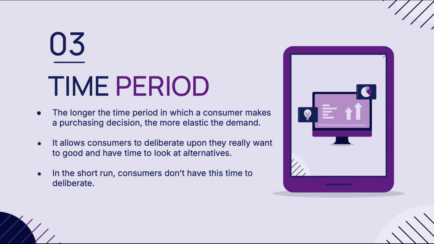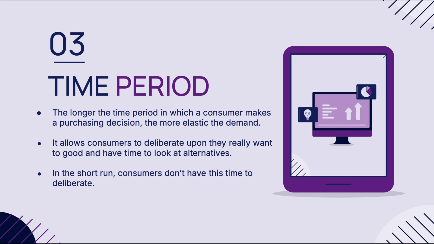Now, moving on to the third determinant, it's time period. So the longer the time period in which a consumer makes a purchasing decision, the more elastic the demand. And this is basically because as time goes by, consumers have the opportunity to consider whether they really want the good and to also get the information on the availability of alternatives of the good in question. So consumers can actually take this time.